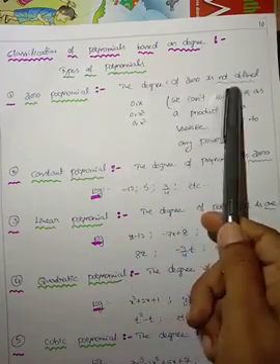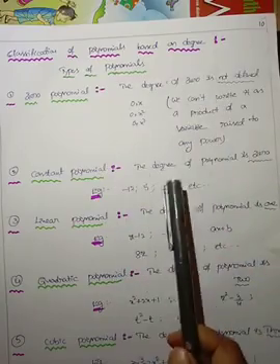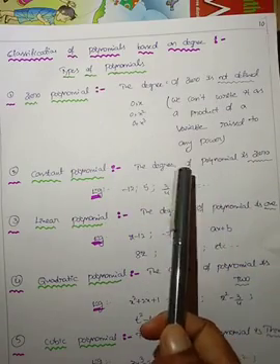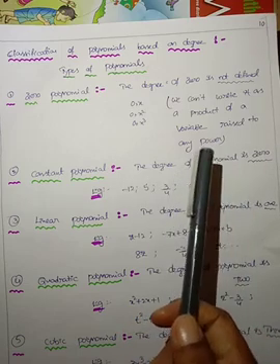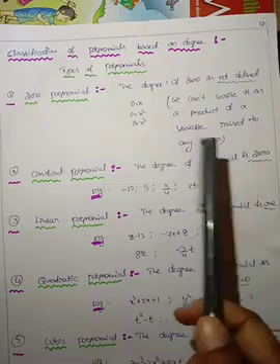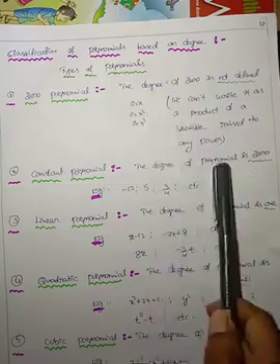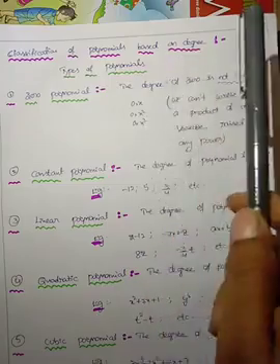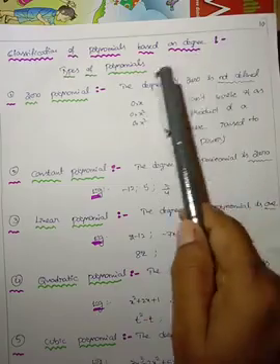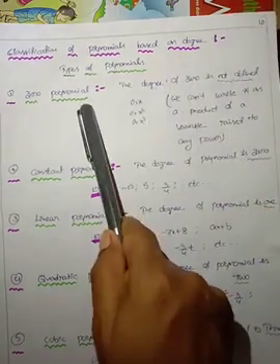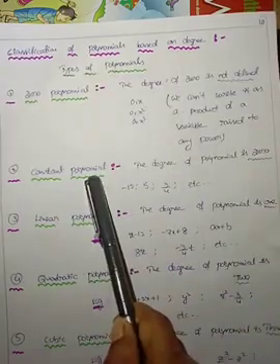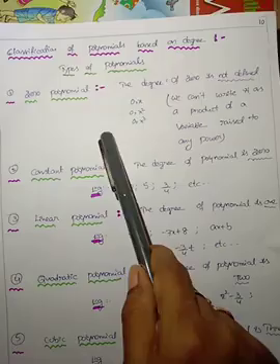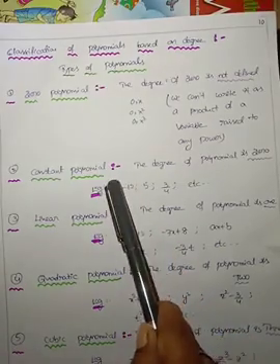The degree of 0 is not defined. Which polynomial's degree is 0? There is a difference between these two. The polynomial whose degree is not defined is the zero polynomial. The polynomial whose degree is 0 is the constant polynomial. Please understand the difference between the zero polynomial and the constant polynomial.